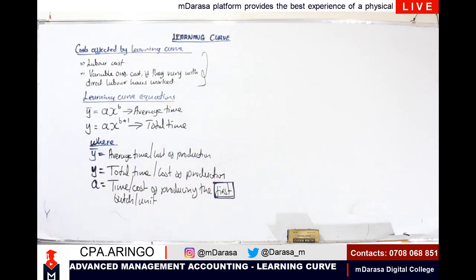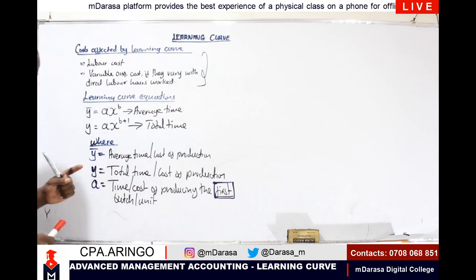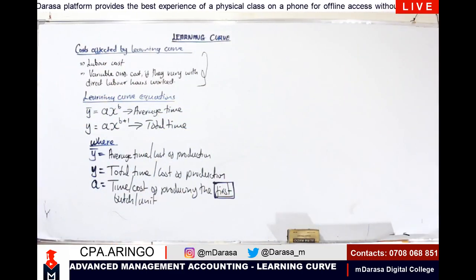So we are saying that for us to determine A, our A will always stand for time or cost of producing the first batch.